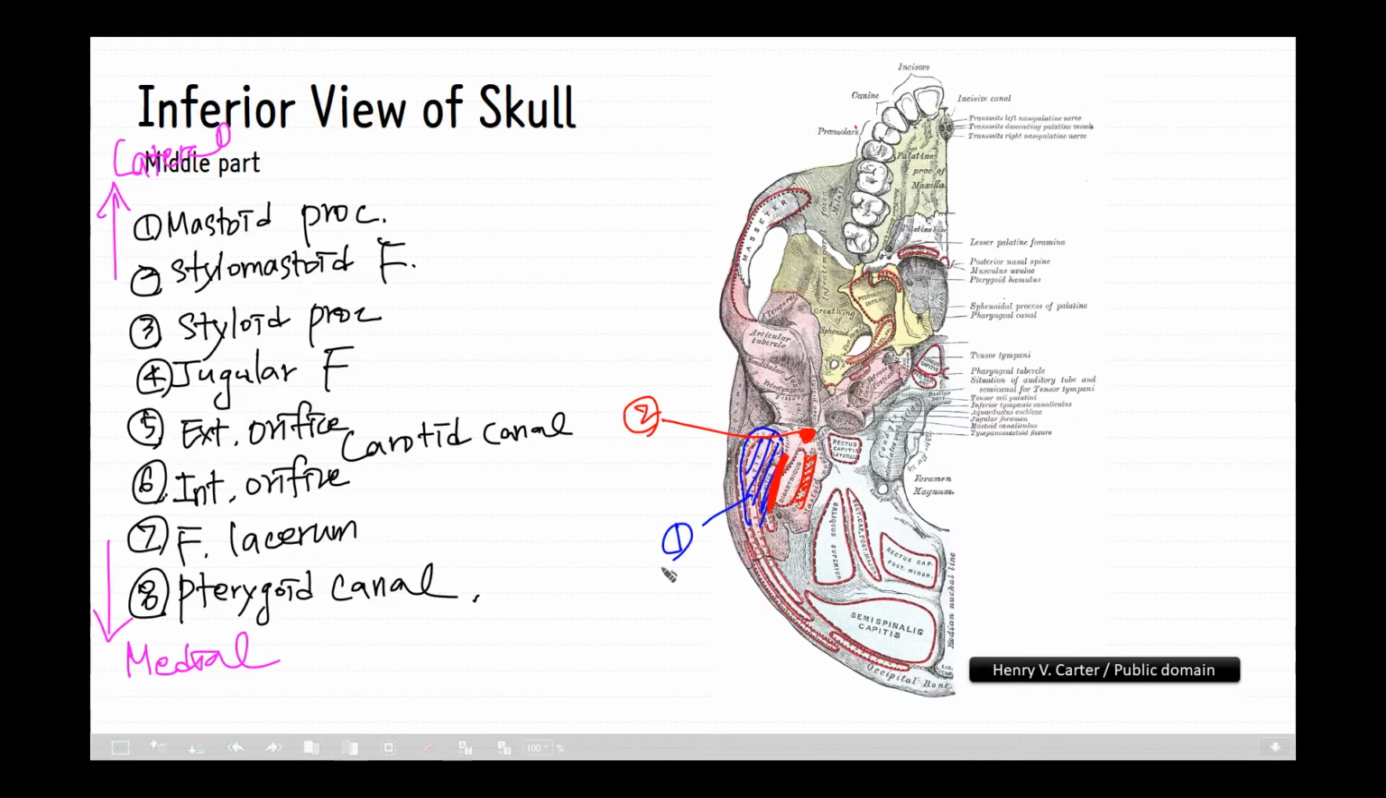The styloid process. This is the styloid process. The styloid process is a slender, pointed piece of bone just below the ear. It projects down and forward from the inferior surface of the temporal bone and serves as an anchor point for two ligaments and three muscles. That is the stylohyoid and stylomandibular ligaments, and as muscles, the styloglossus, stylohyoid and stylopharyngeus muscles are attached to this process.